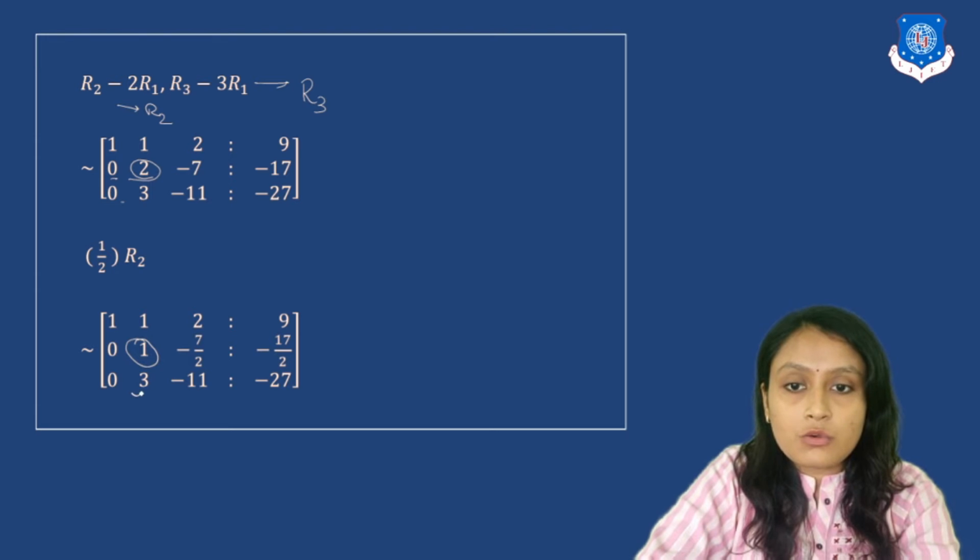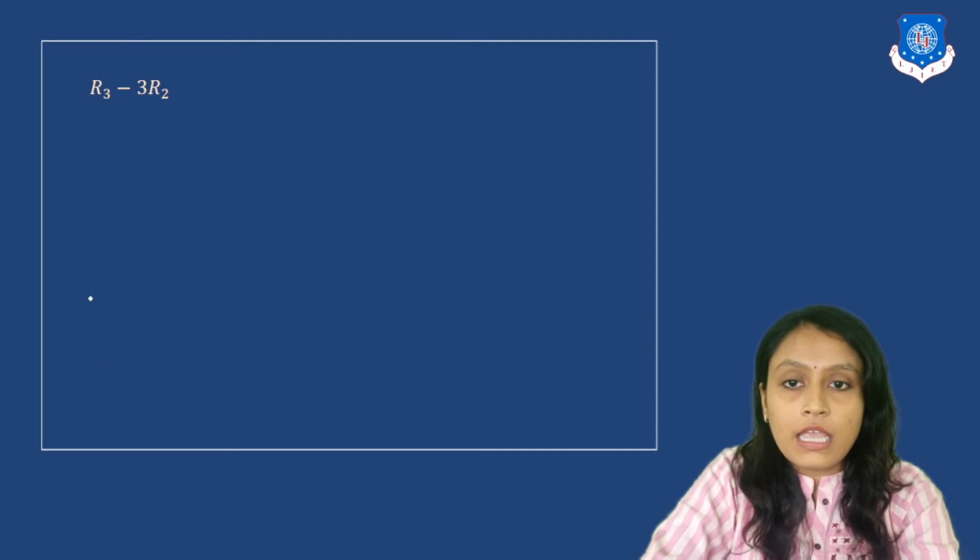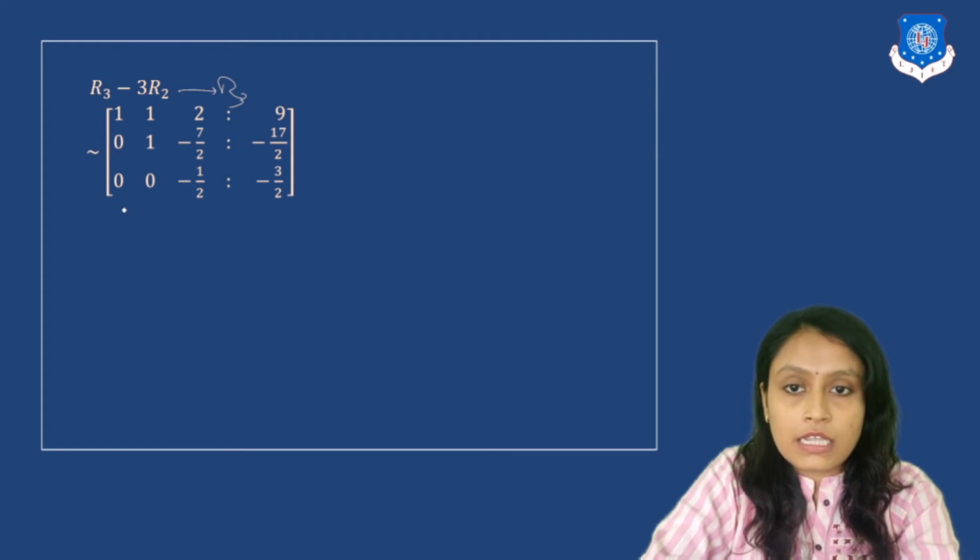So the next step is to make 0 over here. This is the third row, and here we have 3. So we will write R3 minus 3R2, changing R3. You will get the first two rows remaining as they are, and here we have 0 0 minus 1 by 2 and minus 3 by 2.